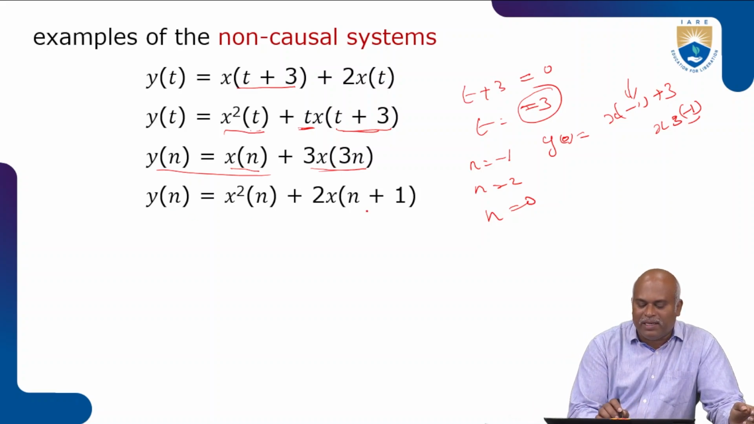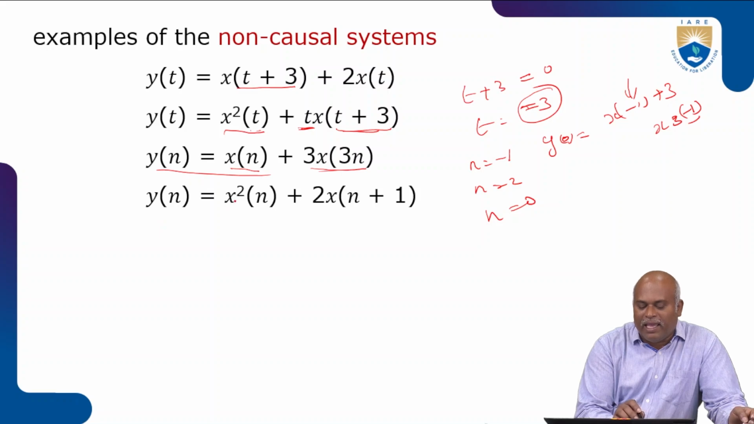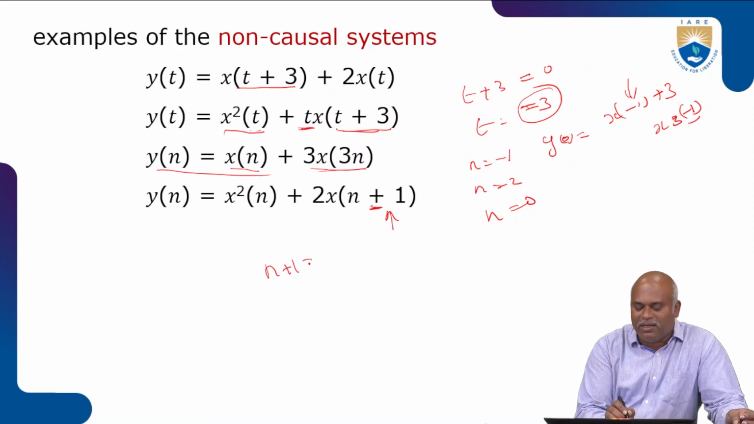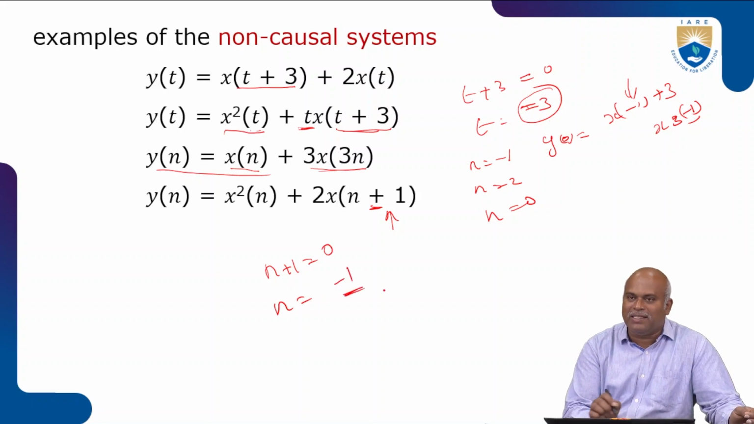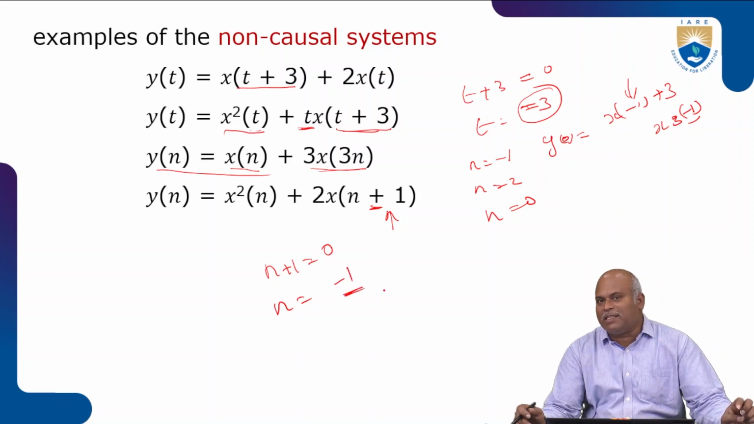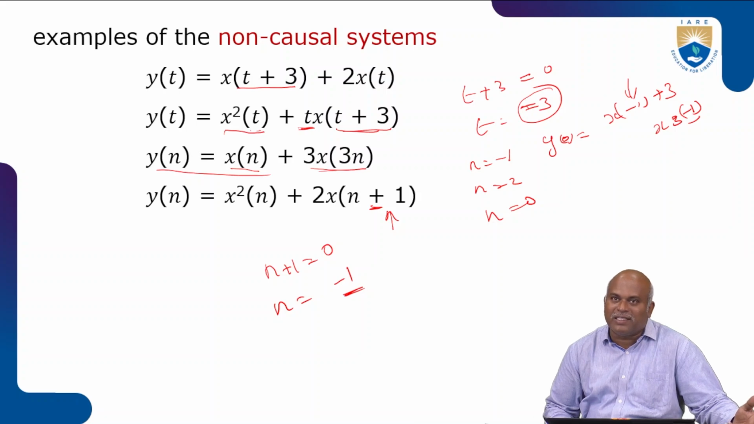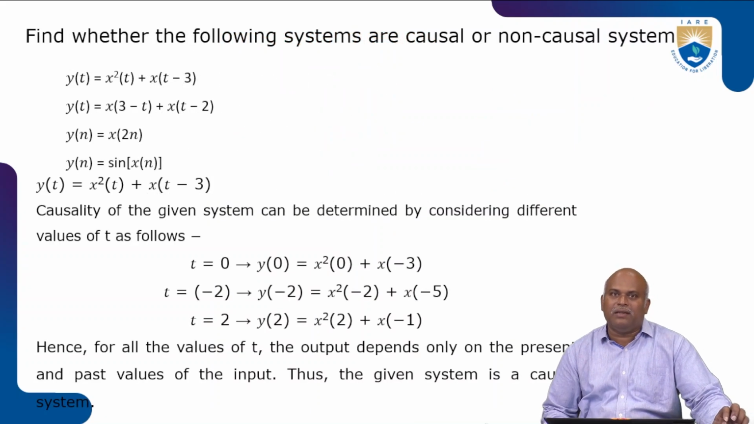Then take y of n equal to x square n plus 2 x of n plus 1. Here a plus is there, so n plus 1 equal to 0 gives n equal to minus 1. It started from the minus direction, so that's why it's represented as future values. So when a future value is involved, the system produces the output and is represented as a non-causal system.